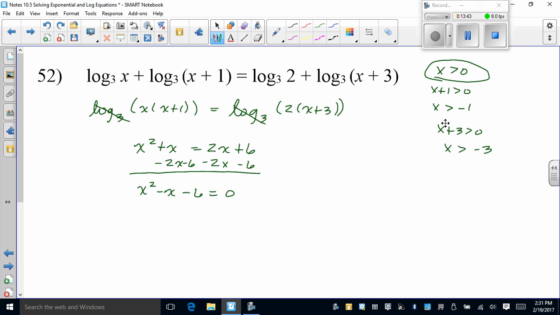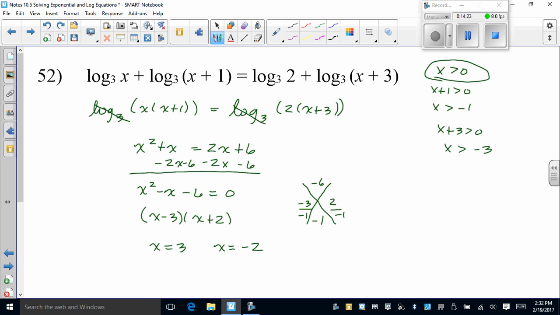Factor this out for those of you who need to see. Negative 6, negative 1 is going to be a negative 3 and 2. So this gives me factors of x minus 3 and x plus 2. And if we do the wagon wheel part, divide by the leading coefficient with a change of sign, negative negative gives me x equals 3 and x equals negative 2.